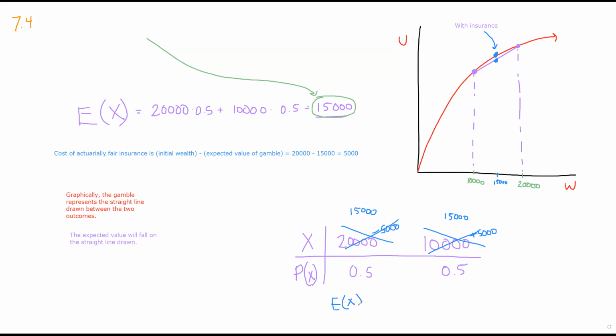This expected value of 15,000 has the same result as what we had before when it was this table back up here. And yet, this point is a little bit higher graphically on the utility curve than this point. This is with the gamble. This point here with insurance is higher than this point down here that's with the gamble. So the insurance is the higher utility value.